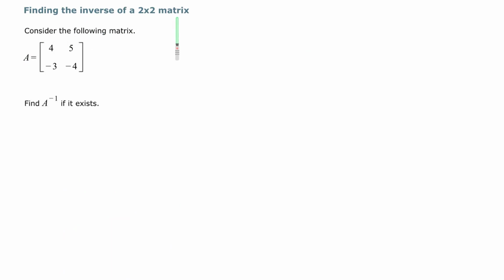Finding the inverse of a 2 by 2 matrix. Here's a matrix A. Find the inverse of A if it exists. Once again, this isn't the greatest mathematical grammar. It should say if the inverse of A exists, state what it is. State the inverse of A. I guess I could change that to an if-then statement. If I'm talking about very, very proper mathematics, then state the inverse of A.